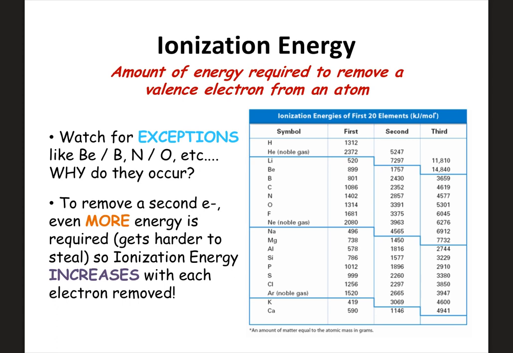Something else I want to point out: anytime you want to remove a second electron, we call this the second ionization energy. It always takes more energy. It always gets harder to steal. So we always say that ionization energy increases with every electron you remove. Even if you look here on the periodic table, for beryllium, the first electron you want to remove takes about 899 kilojoules per mole. But when you take the second electron away, it goes up to 1757 kilojoules per mole. And if you try to take a third, it goes up to over 14,000. So every time you try to take away an electron, it takes more and more energy. That's something you should understand here.